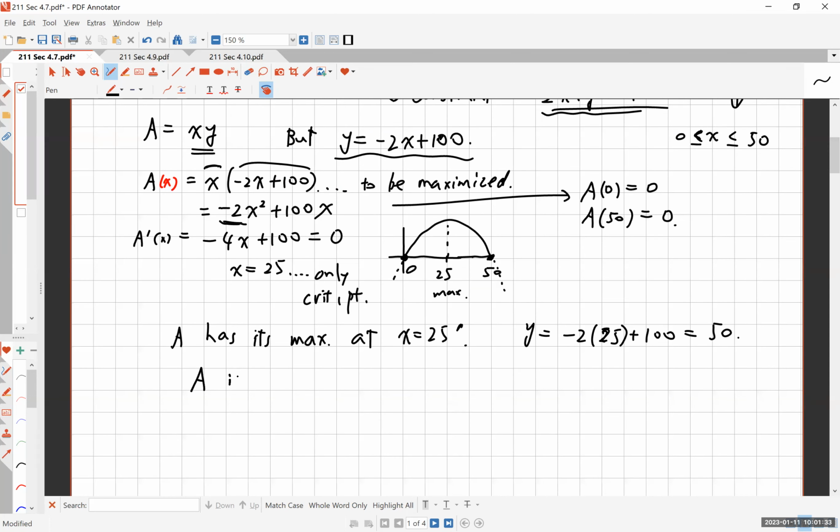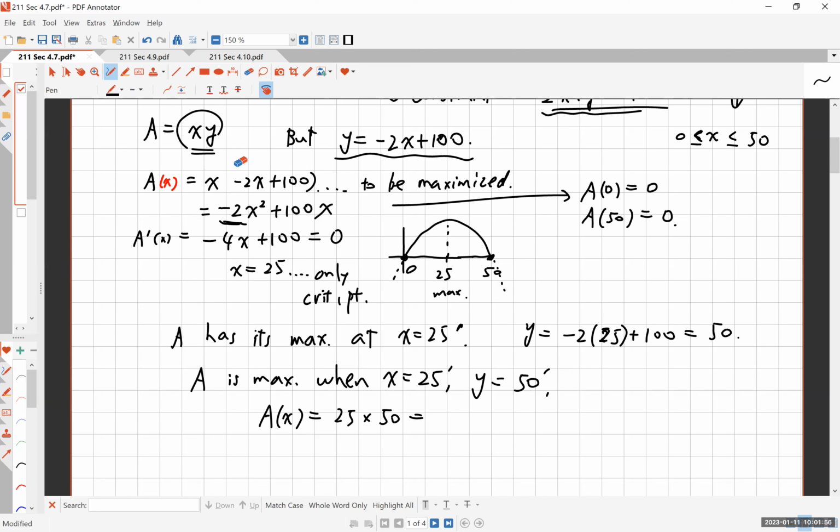So you say A is maximum when X is 25 feet and Y is 50 feet. Let's try to find that maximum area. You can use this formula, 25 by 50, or you can use this formula, X times -2X plus 100. That's going to give you the same thing.